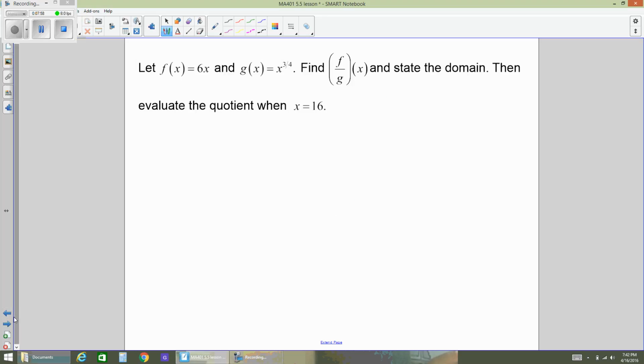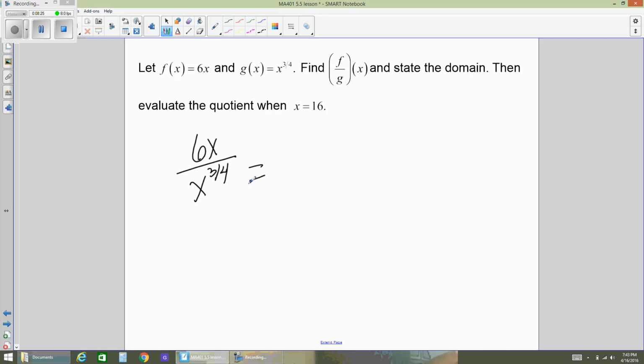All right, f is 6x, g is x to the 3/4. We're going to divide and state the domain. Then we're going to evaluate. So I want to divide. They told me to put f on top, so 6x is in the numerator, g's on the bottom, so x to the 3/4 is in the denominator. And now we have to simplify this.